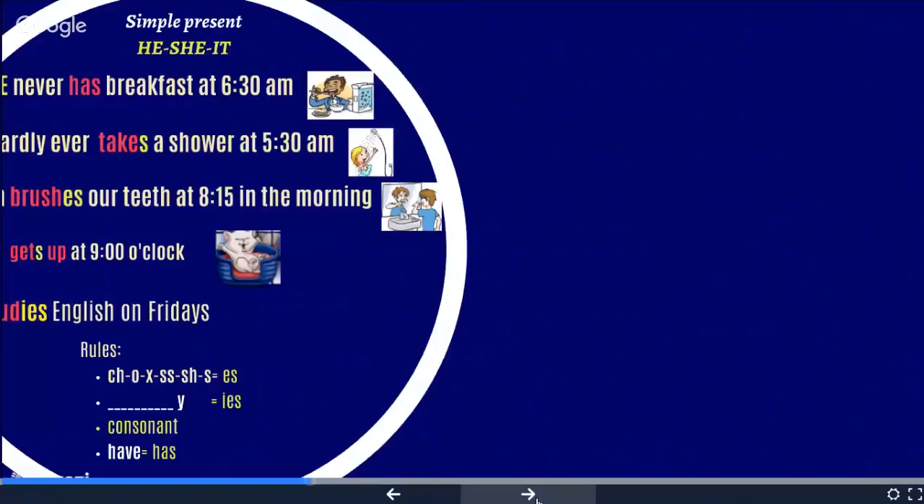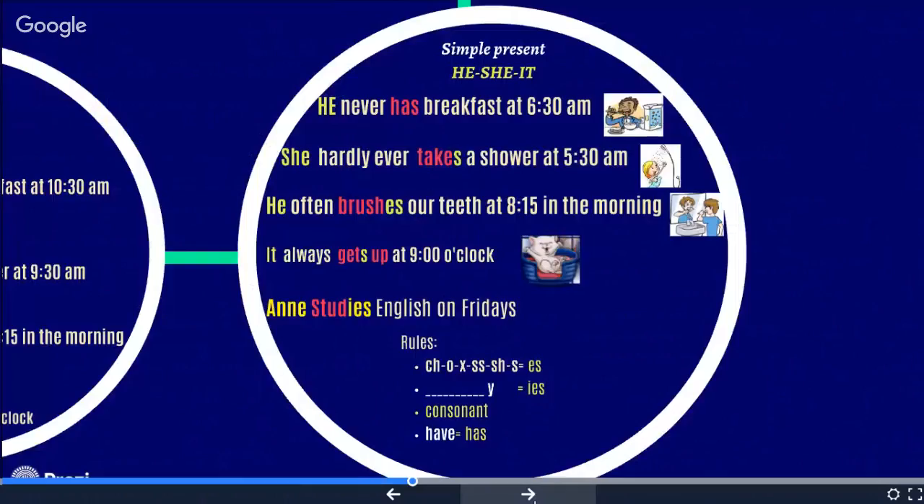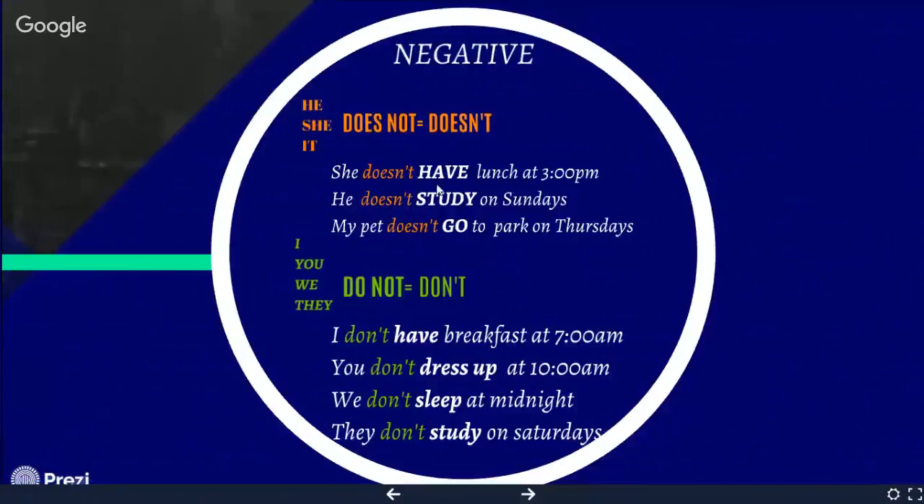And negative. In negative, we have to consider two words to say no in Spanish. There are two words to say no.